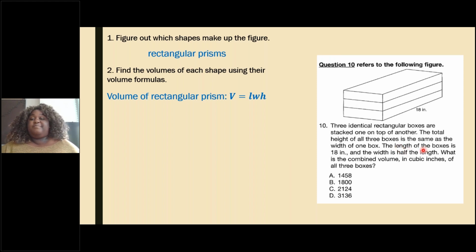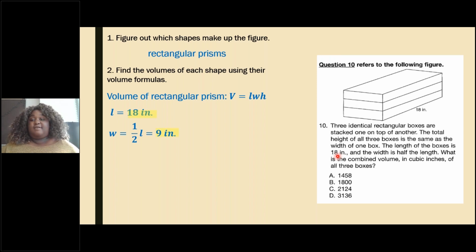So looking at the problem, they said the total height of all three boxes is the same as the width of one box. The length of the box is 18 inches and the width is half the length. So I'm going to start with what they gave me, which was the length. So I know the length is 18 inches. So that's my first part. Then they tell me that the width is half of the length. So if my length is 18, I could do half of 18, which is 9. So that's my width.